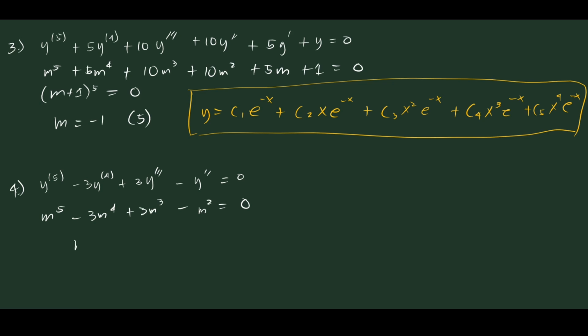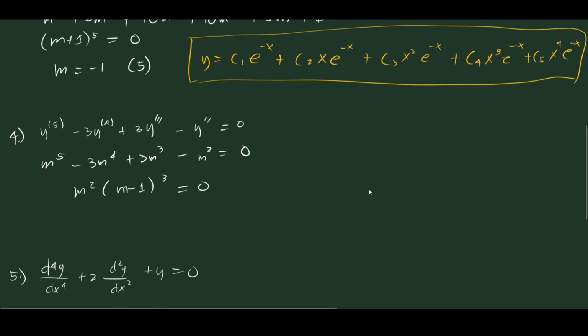So if we factor this out, we get m squared multiplied by (m minus 1) cubed is equal to 0. So what this means is that we have the following roots. m is equal to 0, and this is repeated 2 times. And then m is equal to 1, and this is repeated 3 times. Okay, so let's color code this so that you won't get confused. Okay, so basically another case of case 2.